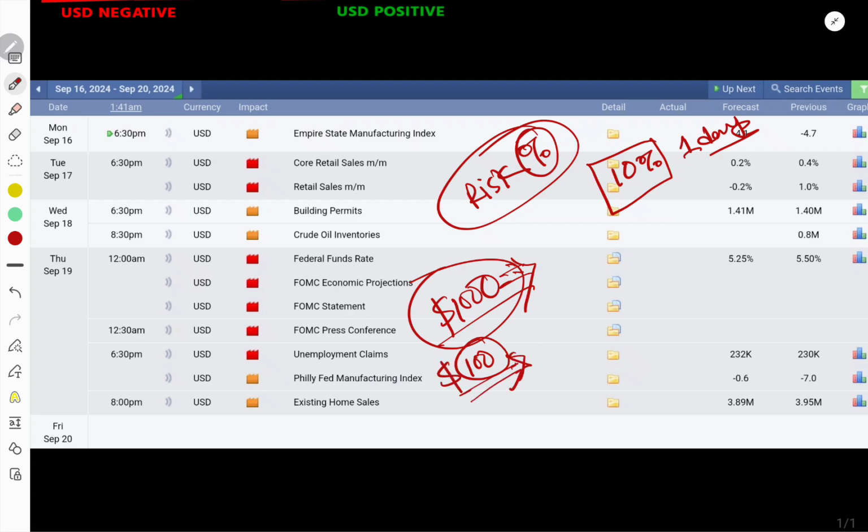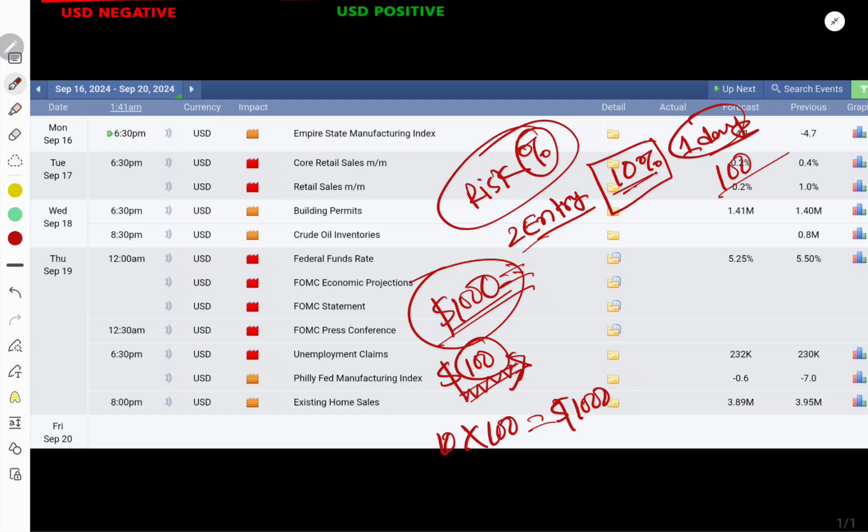That means if you want to take 2 entries on a day, and you want to take 10% risk, you want to lose a maximum of $100. That means 10% of $1,000. So if you want to take 2 entries with 10% risk in 1 day, if you lose, your maximum loss will be $100.